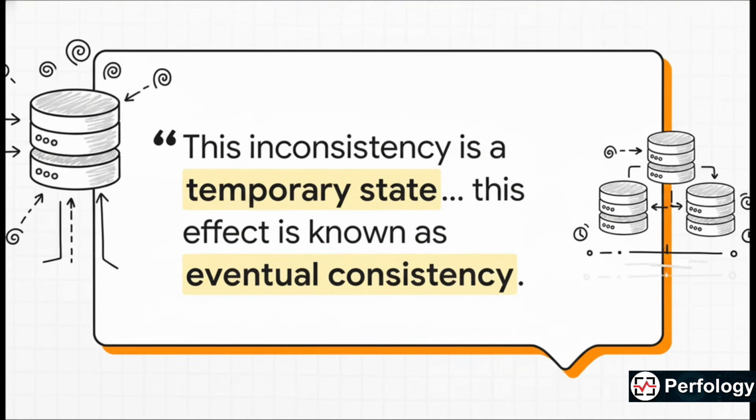This tiny delay has a name. It's called replication lag, and it leads to a state known as eventual consistency. It's a fancy way of saying, yeah, eventually all the followers will catch up and have the right data. But in that brief moment of lag, some really weird things can happen from a user's point of view.